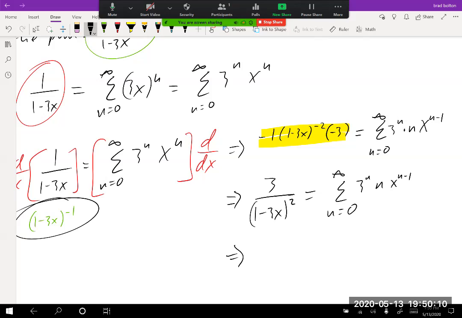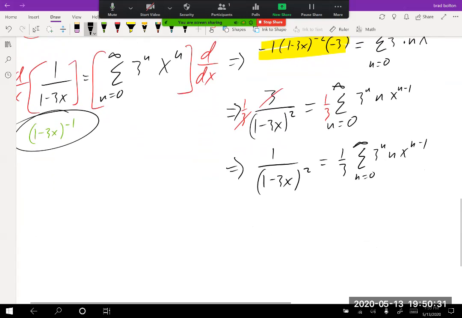I guess I'll do this. Well, then I can just multiply 1/3 times both sides, and these 3's will cancel. And now I have 1 over 1 minus 3x quantity squared equals 1/3 summation n equals 0 to infinity of 3 to the n x to the n minus 1. And that would be our answer.